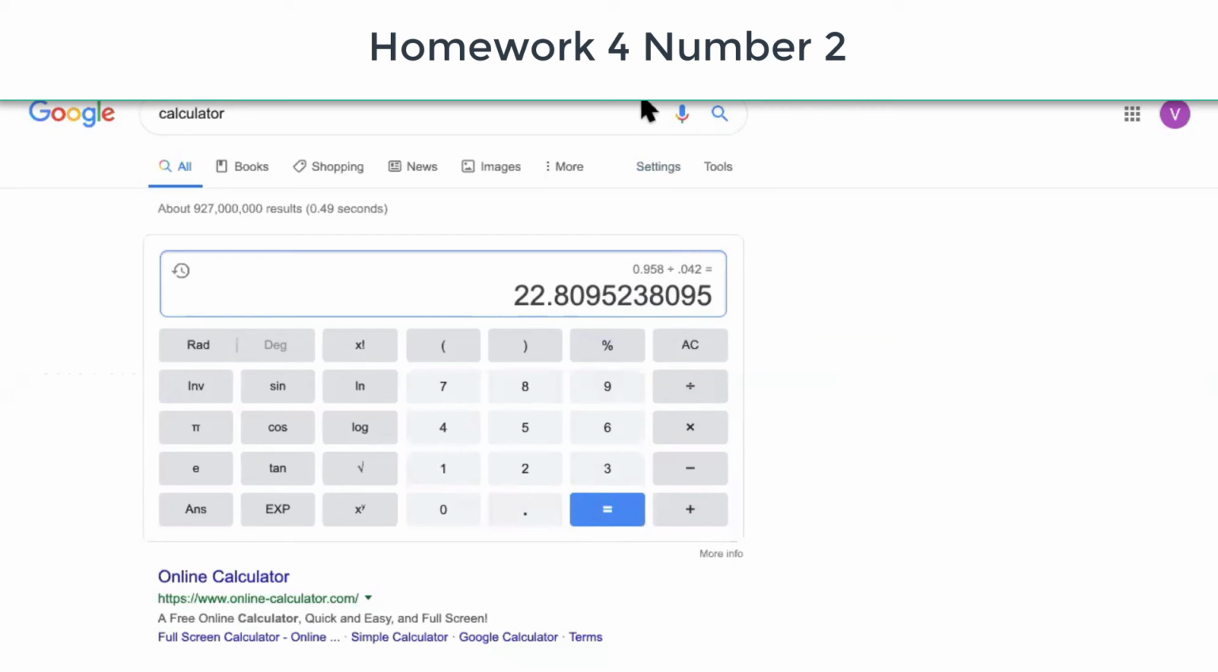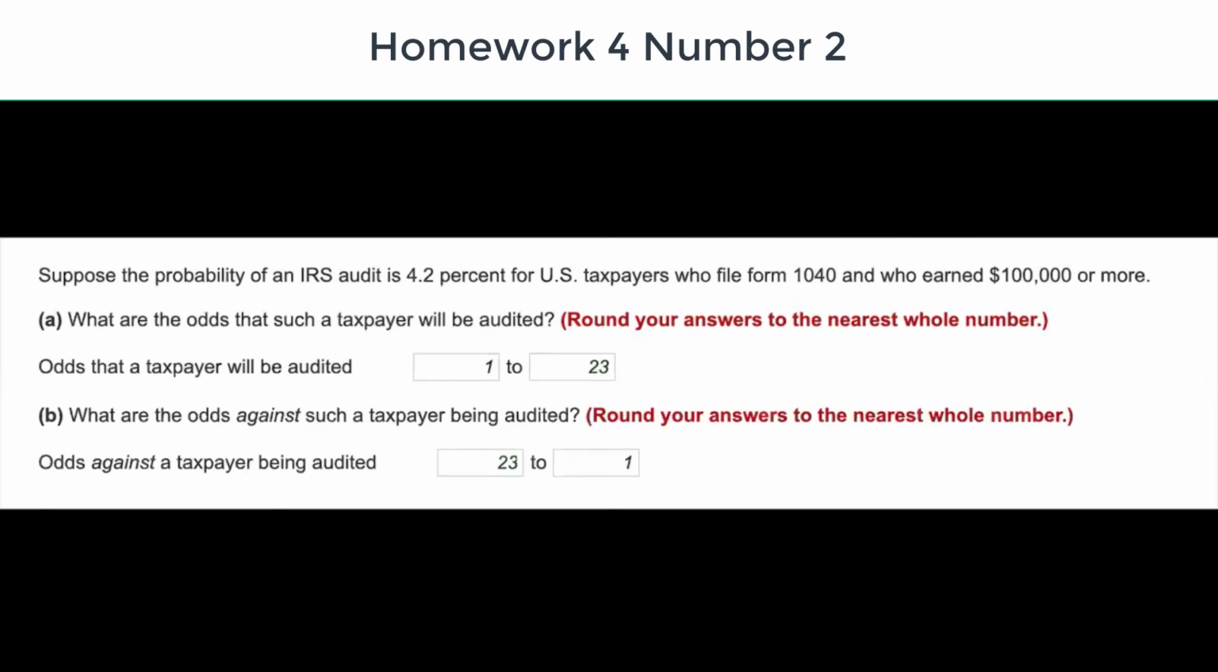So I'm just going to go ahead and go back to my screen. Sorry to kick you back and forth a ton. And I already got rid of my annotations. So the 0.042 divided by 0.042 was 1. And then the 0.958 divided by 0.042 was approximately 23. So you have 1 to 23.